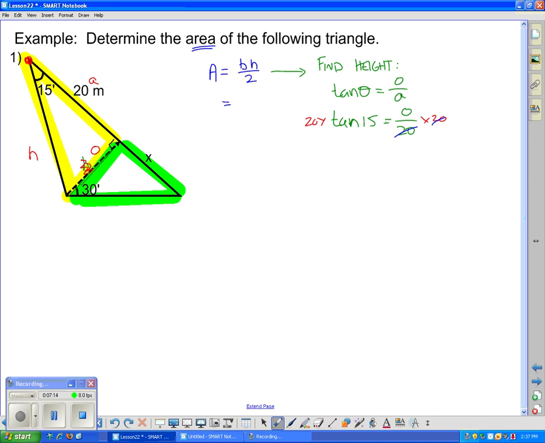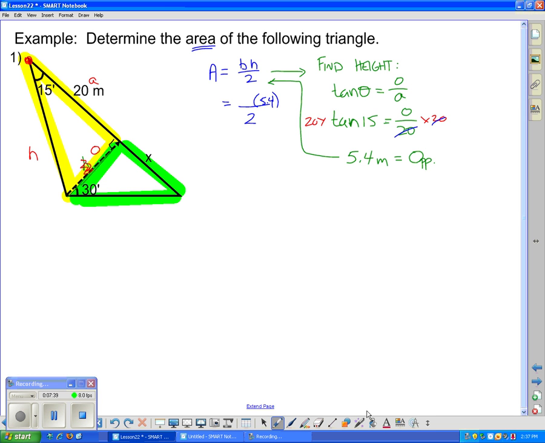So 20 times tan 15 gives me 5.4 meters, which is equal to O, or I'll just put opposite then. So that allows me to return to the question. So now, over 2, I have one of my answers, 5.4.